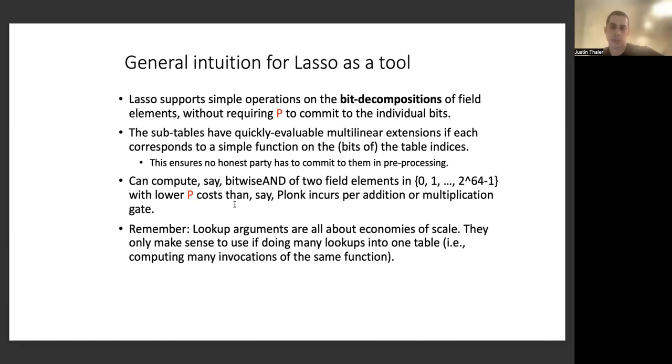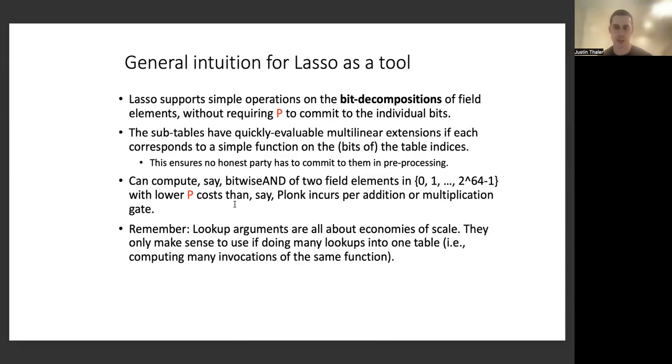I think intuitively what these techniques support is doing simple operations on the bit representations of field elements, but without having the prover commit to individual bits, but rather mainly committing to these limb decompositions. The reason these are simple functions on the bits that are captured by Lasso is because these multilinear extension polynomials of these subtables are quickly evaluatable, roughly when they're simple functions of the bits of the indices.